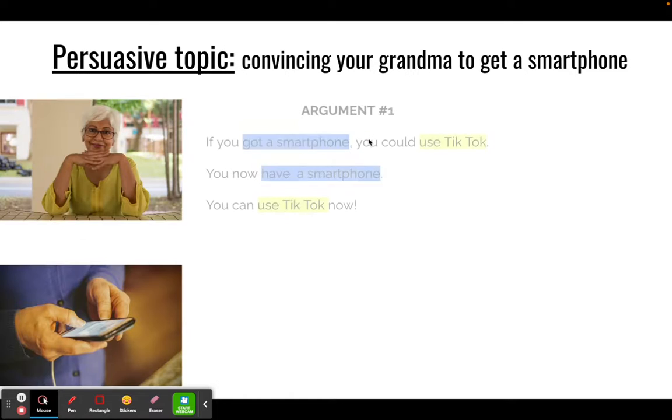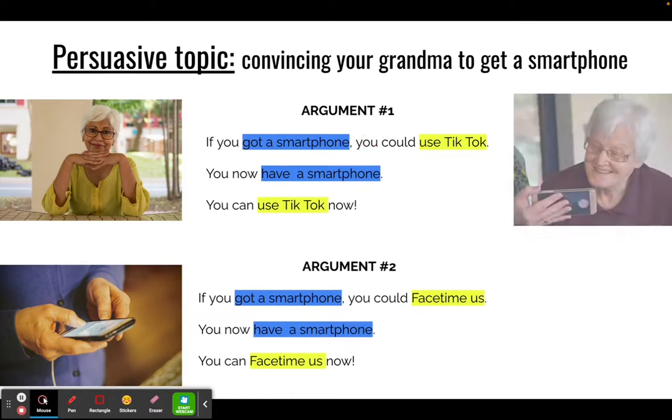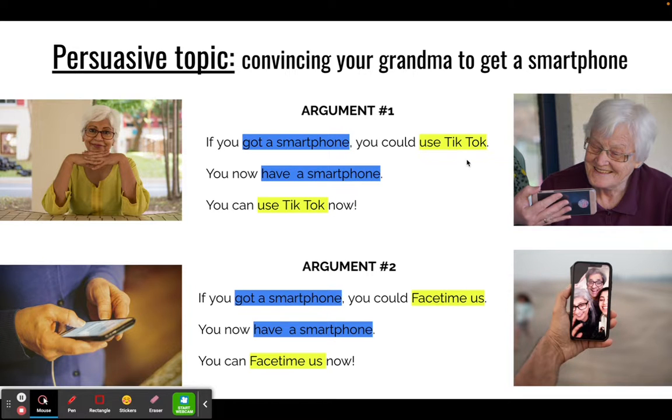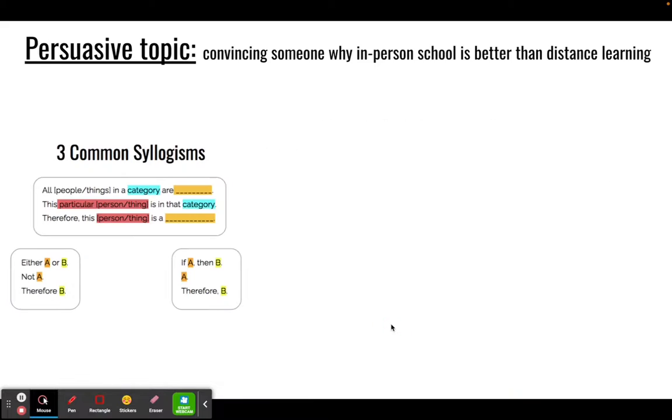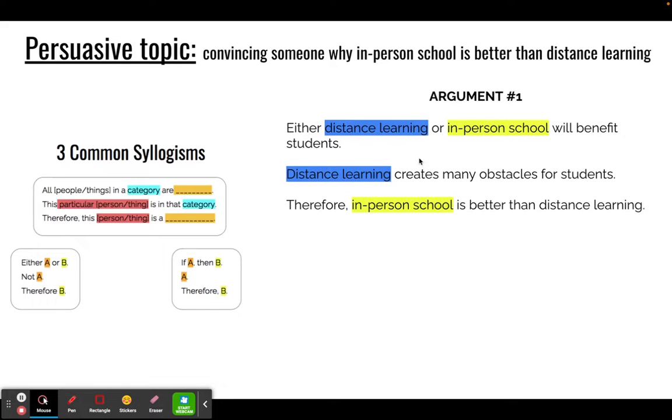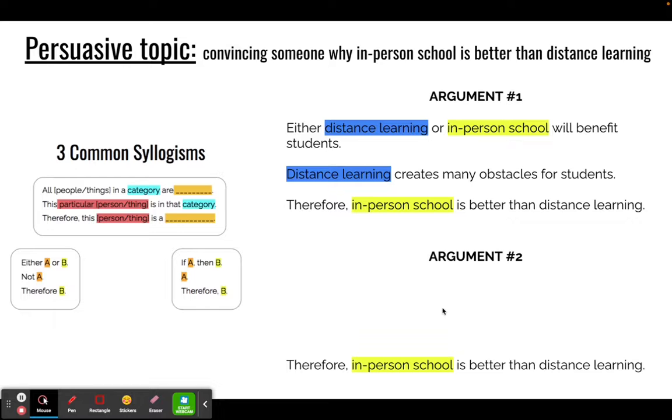And then we went over the example of trying to convince your grandma to get a smartphone. The first time you tell her to use TikTok, she doesn't get the smartphone. The second time you tell her if she gets a smartphone, she could FaceTime you. And then all of a sudden she is in on buying that phone. And then we talked about why in-person school is better than distance learning, coming up with another example right here.